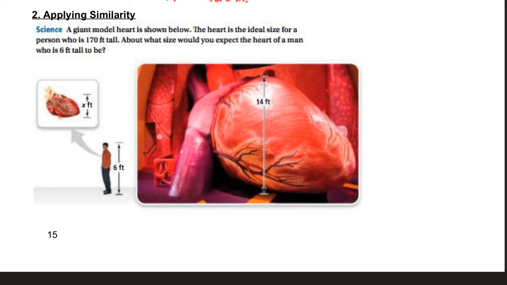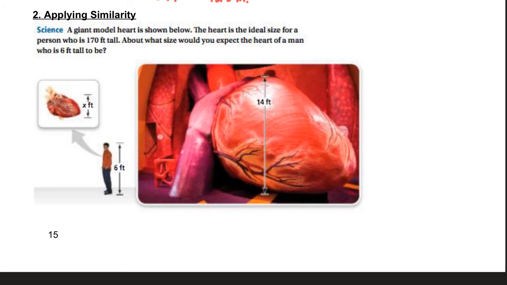And then finally here, applying similarity to a model of a heart. It says a giant model of a heart is shown below. The heart is the ideal size for a person who is 170 feet tall. About what size would you expect the heart of a man who is 6 feet tall to be? Now, that's kind of a goofy way of saying it, because there's no human being that's 170 feet tall. But if your heart was 14 feet tall, you would be 170 feet tall. That's what it's saying. Okay?